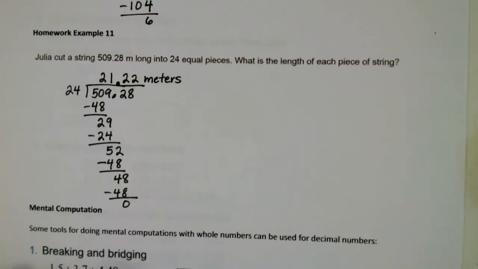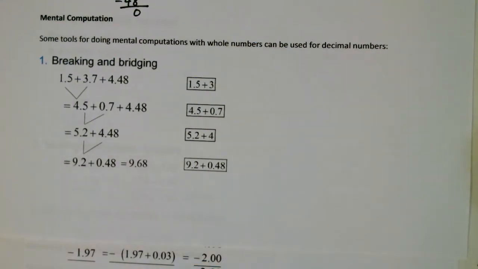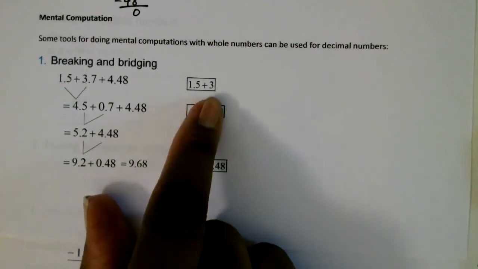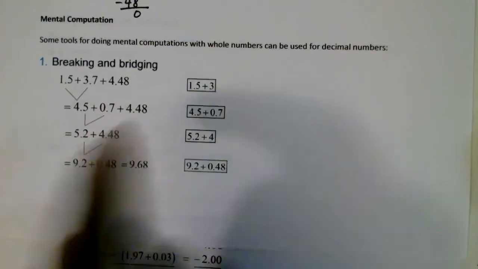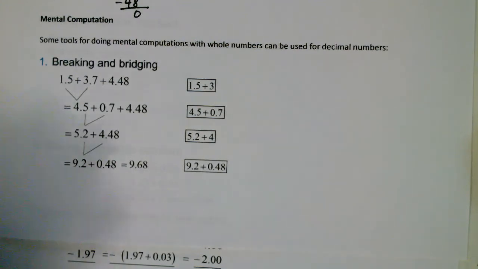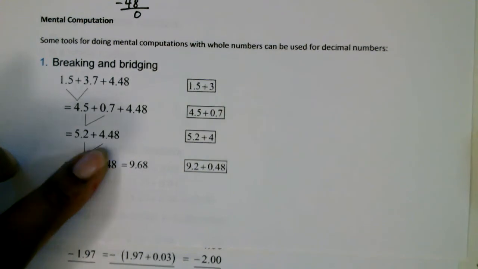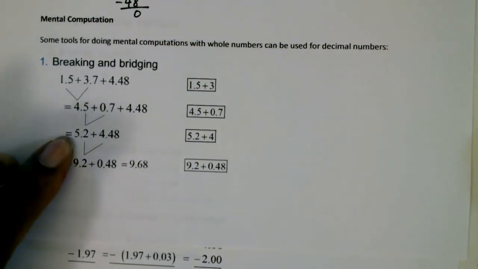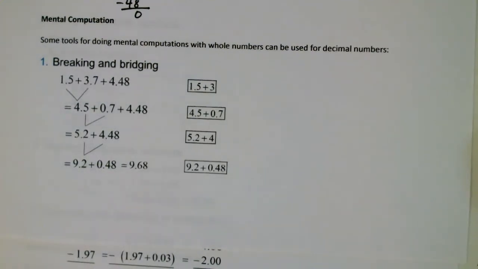All right, now let's look at mental computation. Here are some tools for doing mental computation with whole numbers, and they can be used with decimal numbers, like breaking and bridging. So if you have something like 1.5 plus 3.7 plus 4.48, take 1.5 and add the 3 to it, you'll get 4.5, and then that 0.7, and then plus 4.48. Add 4.5 to 0.7, you'll get 5.2, then plus 4.48. Add the whole number 4 to the 5.2, you'll get 9.2. Then 9.2 plus the remaining 0.48 will give you 9.68. So that's how we use breaking and bridging to add decimals.